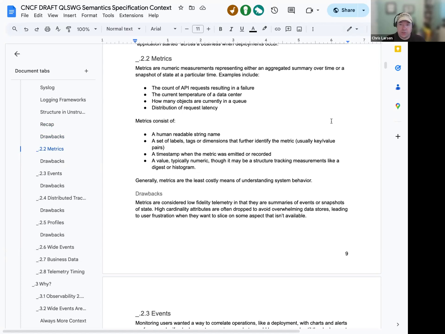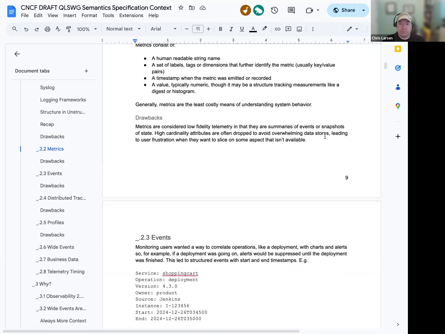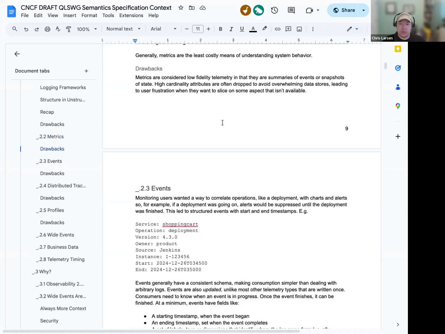Metrics, everybody's pretty familiar with, I assume. They're just numeric summaries or snapshots of a state at a particular time. Pretty straightforward. A human readable string name, a set of labels, tags, or dimensions, usually key value pairs. They have a timestamp. If it's a gauge, it's just a single timestamp or a snapshot. If it's a counter or a delta counter or something like that, a monotonic counter, it may be a range, so it may have two timestamps. And that's covered in a different section.